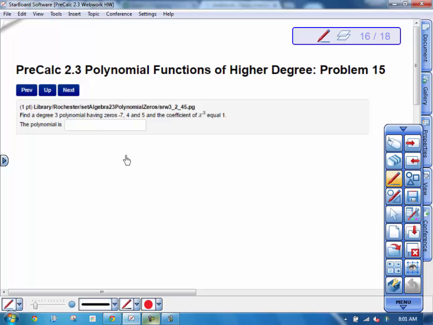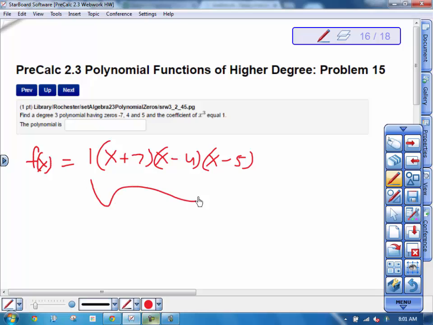This one's pretty easy then, a third-degree polynomial having zeros, so x plus 7 is one of the factors, x minus 4 is a factor, and so is x minus 5. And they want the leading coefficient to be 1, which means that's just a 1 right there. And there's my polynomial right there. Probably just enter this in. Have it be good.